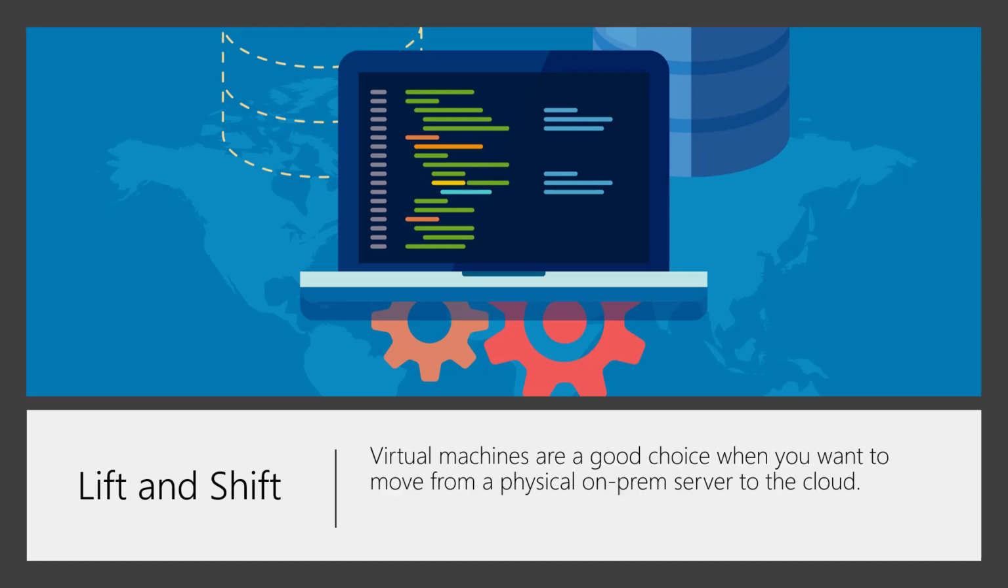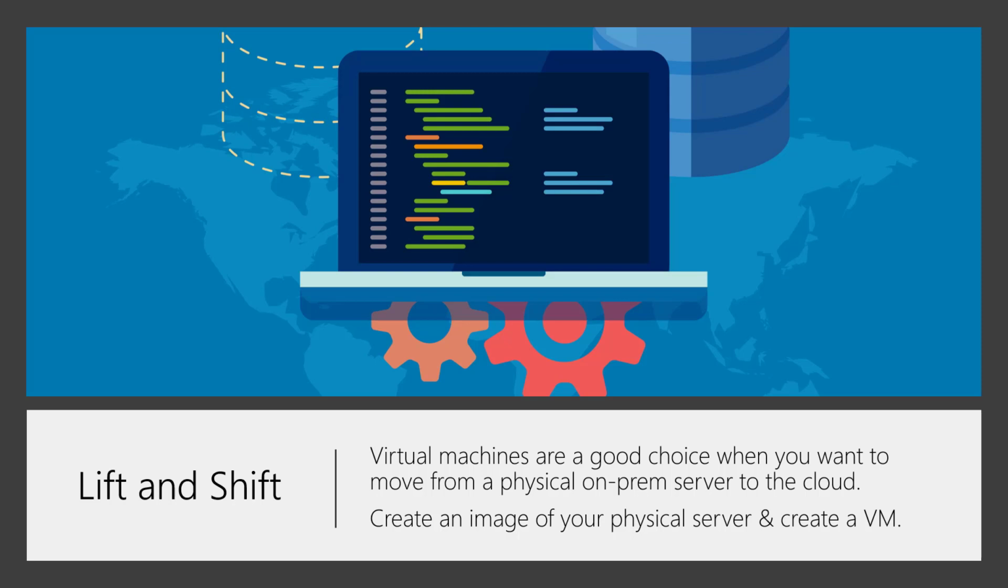Now, I would be remiss if I didn't mention lift and shift here as well. Virtual machines are a good choice when you want to move from a physical on-prem server to the cloud. This is the definition of lift and shift. When you want to lift and shift to the cloud, what you typically do is create an image of your physical server. You then use that image to create a VM. Now, while you do have to maintain the VM just like you would a physical box, you do get the benefits of cloud compute and availability that you might not get by remaining on-prem.